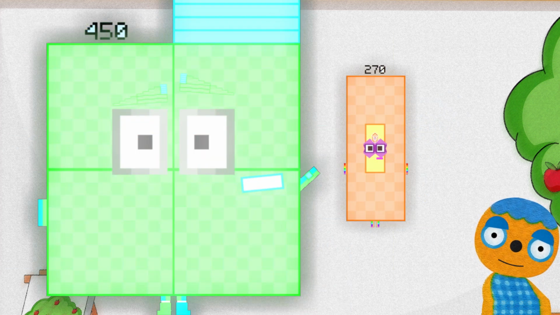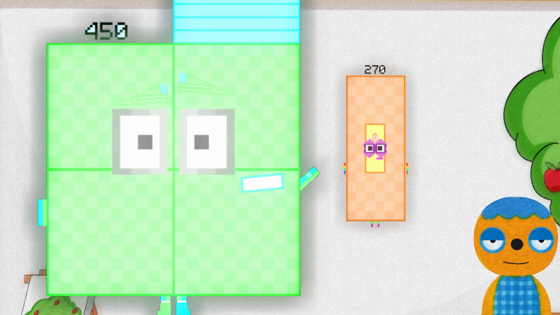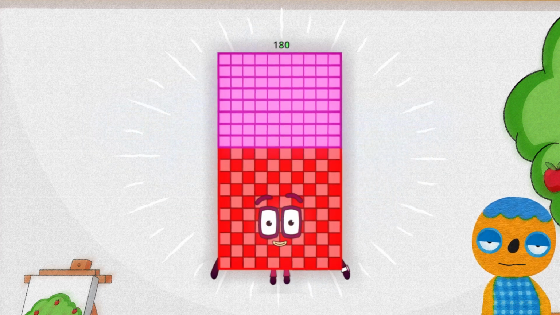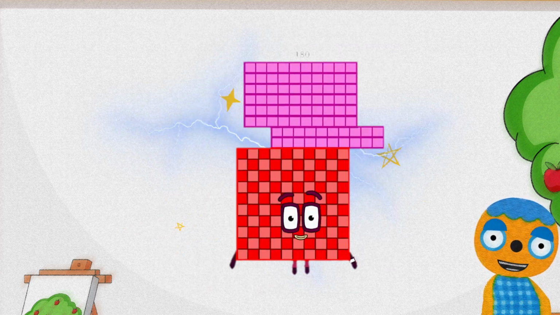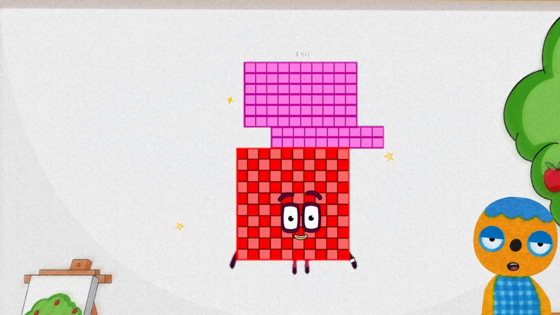What's left when you take 270 away from 450? 180. 450 gives away 270 and welcomes 180.